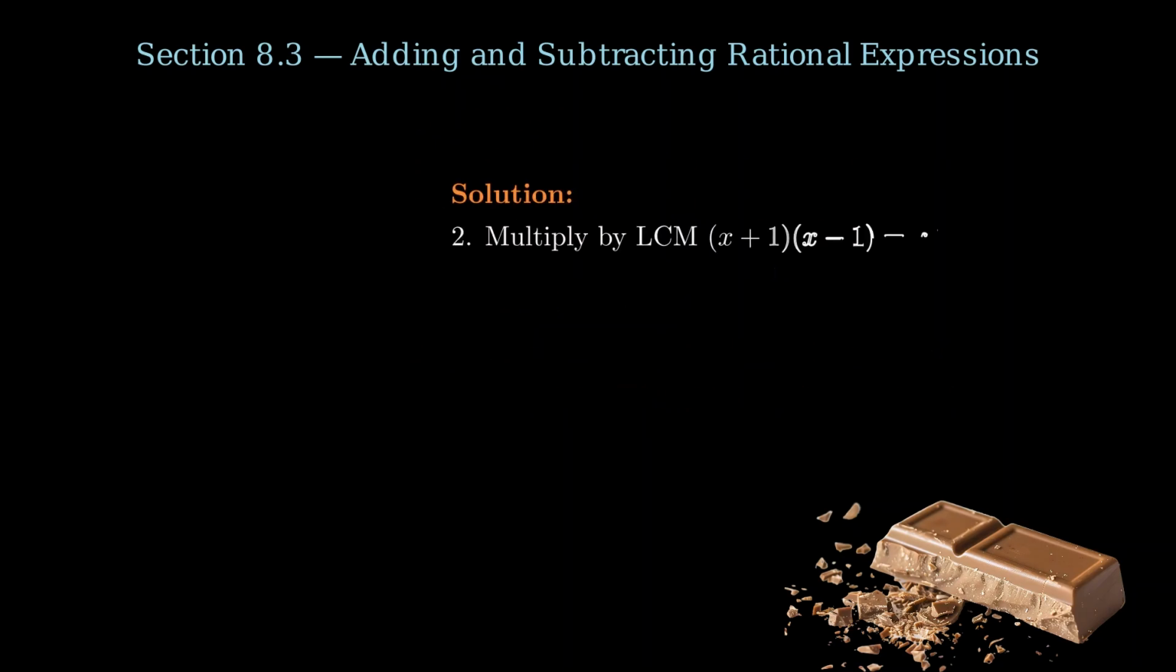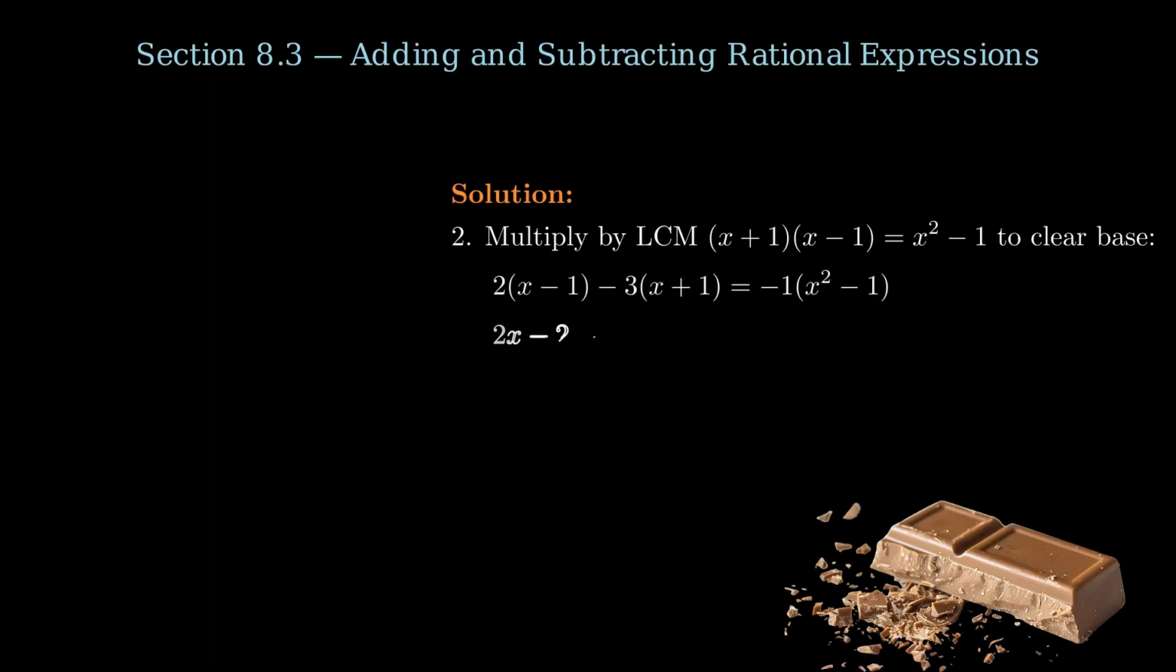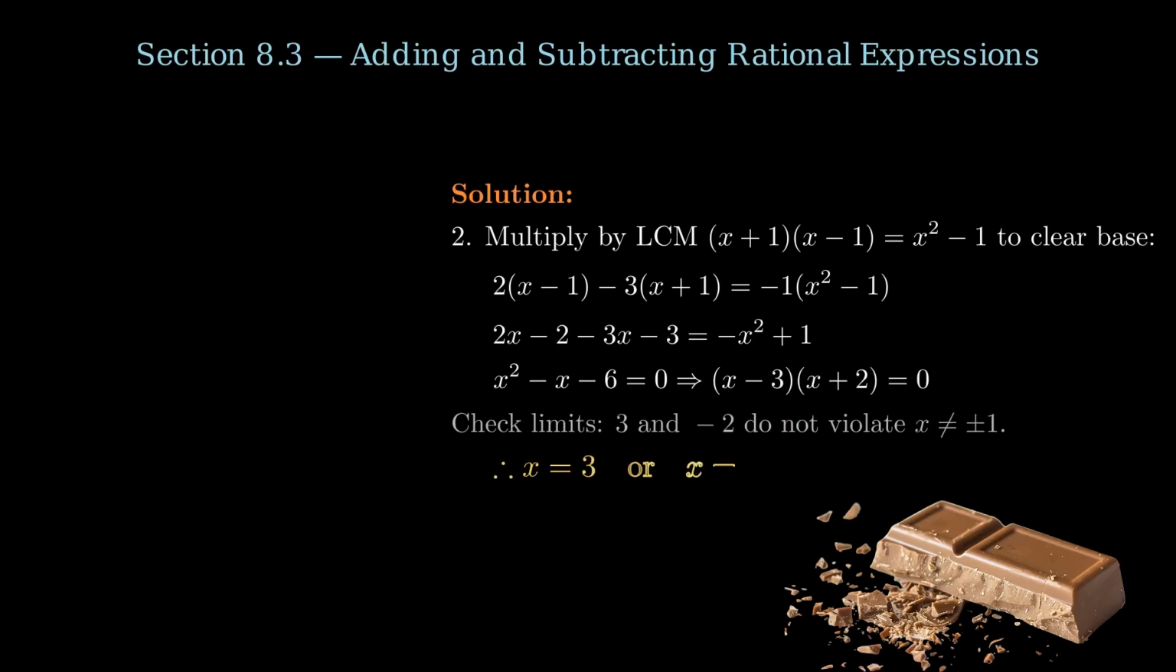Now let's solve the equation by clearing the fractions. Multiply both sides by the least common multiple, x plus 1 times x minus 1. This clears the denominators and gives us 2 times x minus 1 minus 3 times x plus 1 equals negative 1 times x squared minus 1.